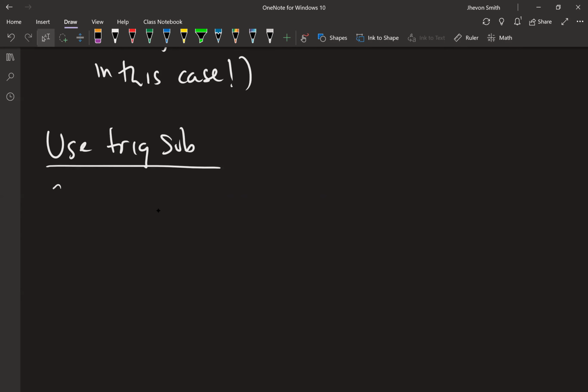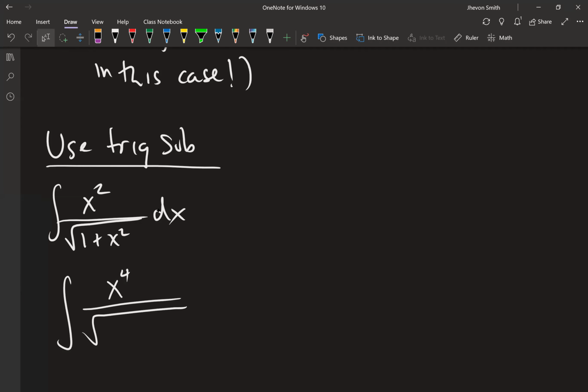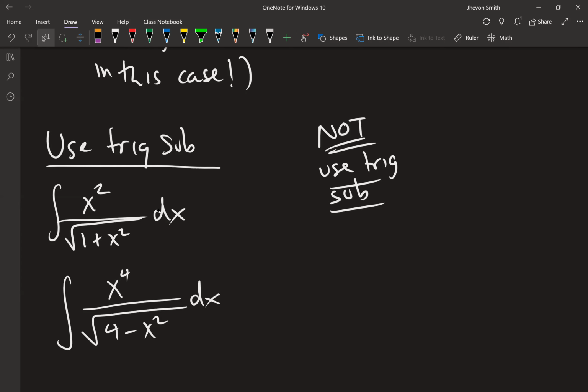So I would use trig sub if we were in a situation like x squared over the radical of 1 plus x squared. Or I would use it if I was in x to the 4th over the radical of 4 minus x squared, etc. Right? But I would not use a trig sub if I was in a situation like x over the radical of 1 plus x squared. That is a more obvious one.